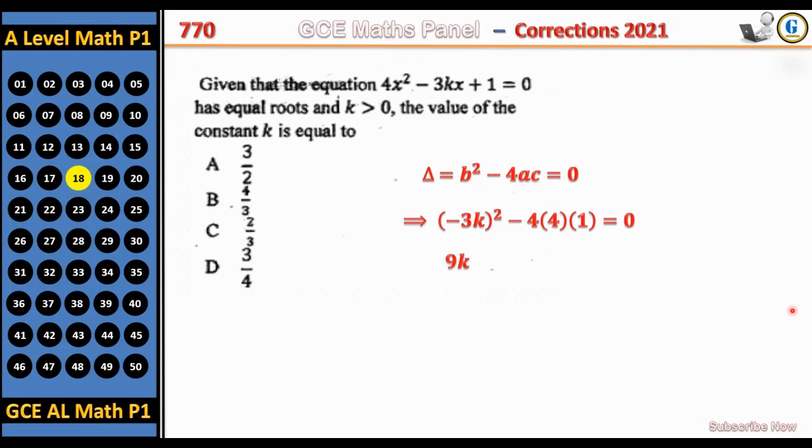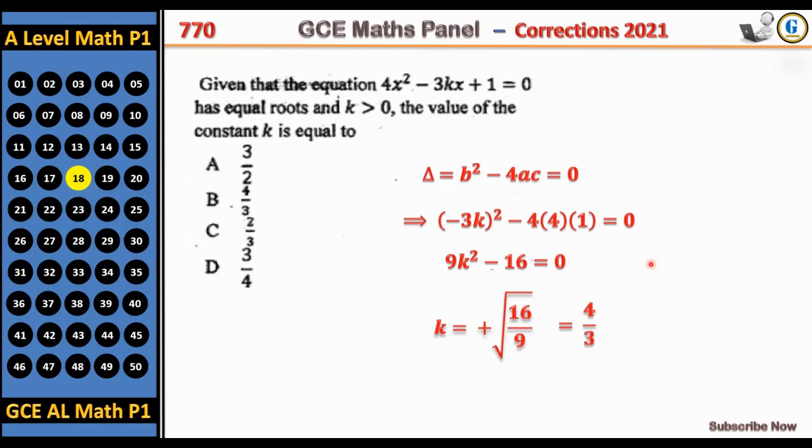When we simplify this, we have 9k squared minus 16 to be equal to 0, and from here our k is equal to the positive square root of 16 on 9. Why? Because we have been told that k is strictly greater than 0, so we are not considering the negative root of this. So our key here is B.